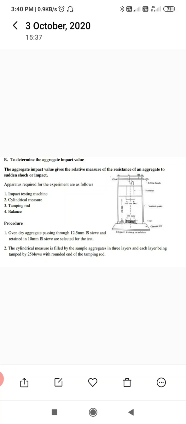The first one is procedure. Oven-dry aggregate passing through the 12.5 mm IS sieve and retained on the 10 mm IS sieve is selected for the test. The cylindrical measure is filled with a sample of aggregates in 3 layers, and each layer is tamped with 25 blows with a round end tamping rod. So first you have to take very good dry aggregates. They should pass through the 12.5 mm IS sieve and be retained on the 10 mm IS sieve. That you have to note down.